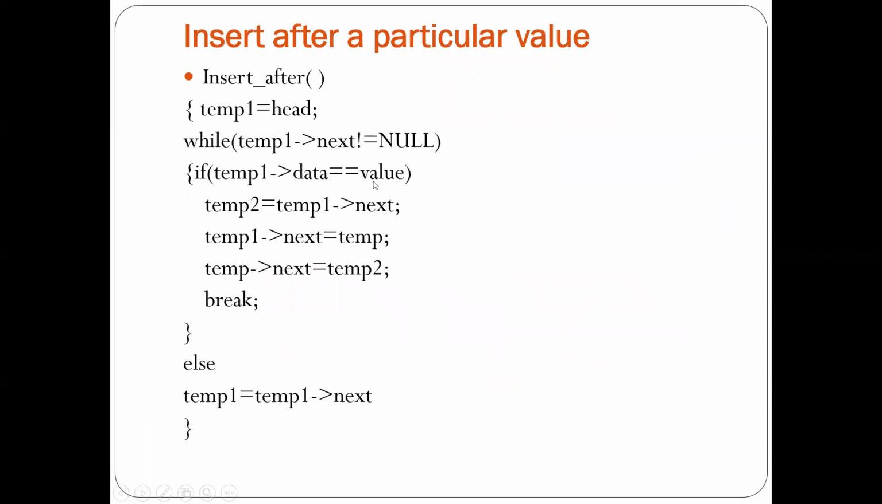And one more code I have written here is for inserting after a particular value. I'm asking the user after which value you want to insert, because I don't know which values are present in the linked list. So first I have to search that value, whether it is present in the linked list or not. For that purpose, I'm traversing the list here. And while traversing, every time I'm checking if temp1 data is equal to value. This value is nothing but the one after which I want to insert the new node.